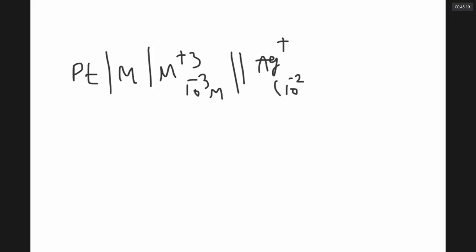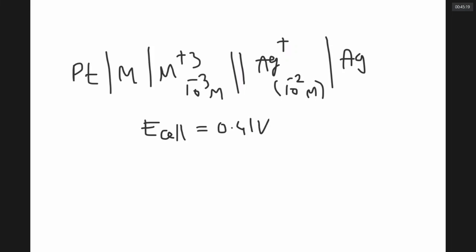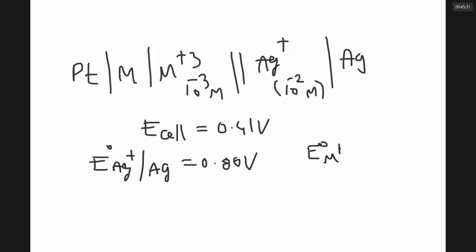Platinum metal, M plus 3 at 10 to the power minus 3 molar, salt bridge, Ag plus at 10 to the power minus 2 molar, silver. They gave me the cell potential equal to 0.41 volts. They gave me the silver electrode potential under standard condition as 0.80 volts. They asked me what is E of M plus 3 by M.